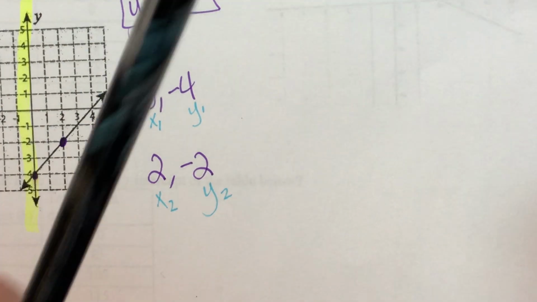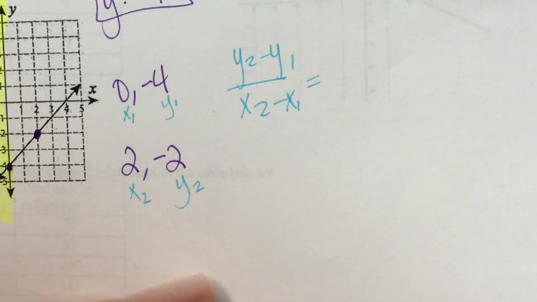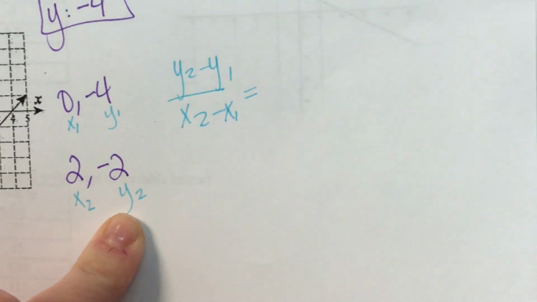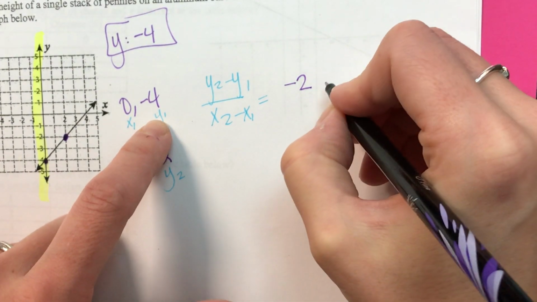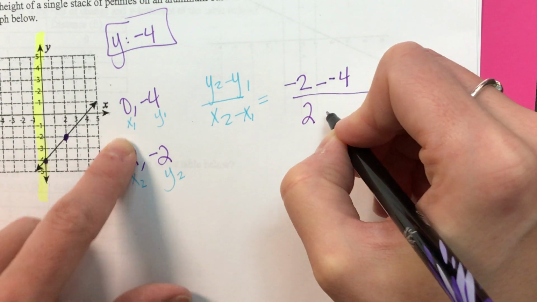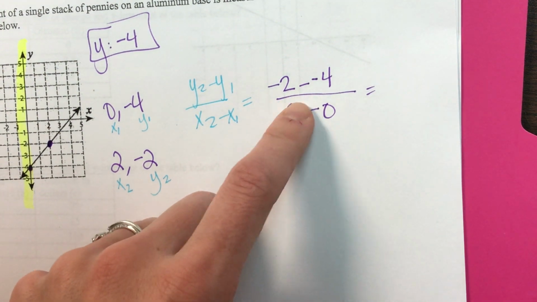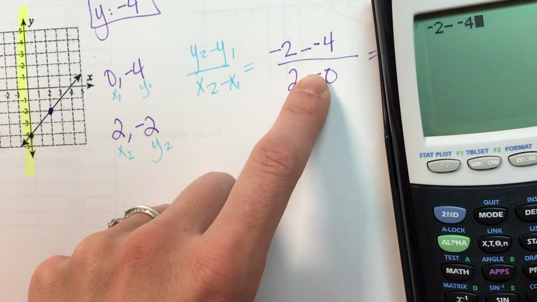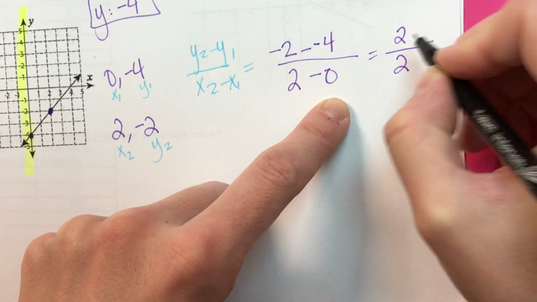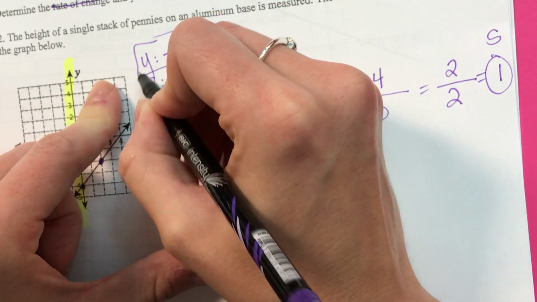Then our formula. We've got y2 minus y1, x2 minus x1, and then plug in what we've got. y2 was -2, minus -4 for the y1. Now on the bottom, the x's. So I've got 2 minus 0. It's early, and I'm going to do this on the calculator. -2 minus -4 is a +2. And then 2 minus 0 is also 2. So 2 divided by 2 is 1. Your slope is 1, and your y-intercept is -4.